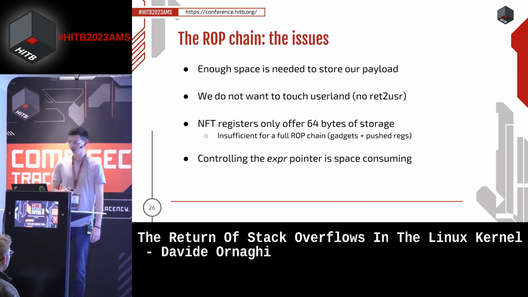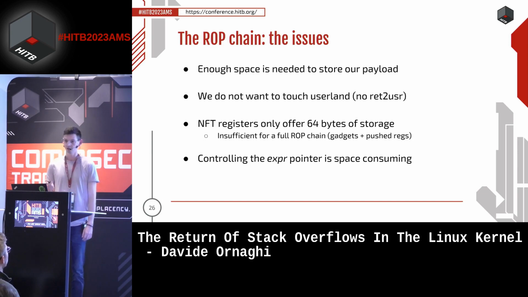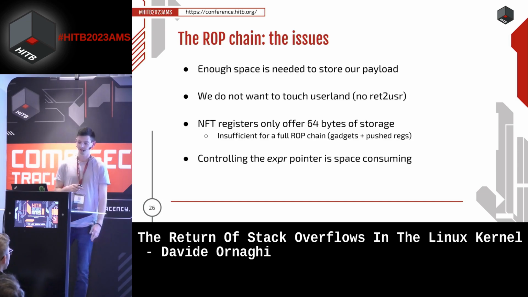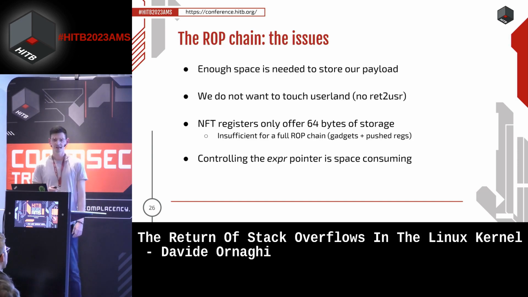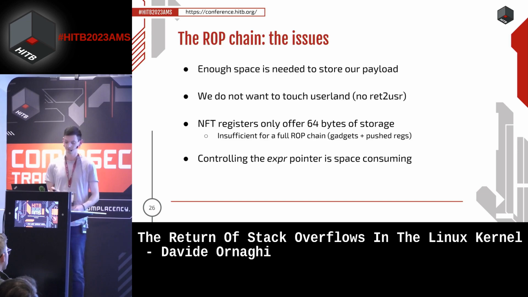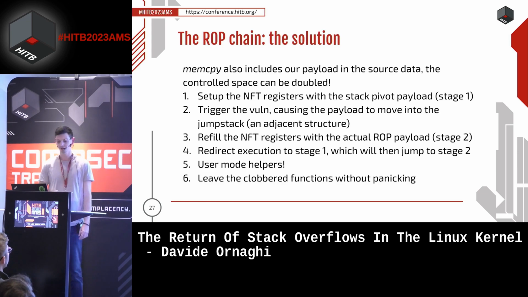What are the issues with this approach? Well, we need some space for our payload. We see the registers, but they of course are not as large as we want them to be. And we do not want to touch userland, nor read to user, please. NFT registers only offer indeed 64 bytes of storage, which is not enough for the gadgets and the registers that we want to push and then pop. So that's the problem. We also want to push those values. Controlling the expression pointer is of course space consuming because we have to pass through an intermediary structure. It's not a straightforward overwriting of the function pointer. We have to do some intermediary steps, and that requires space. You can check out the whole write-up if you're interested.